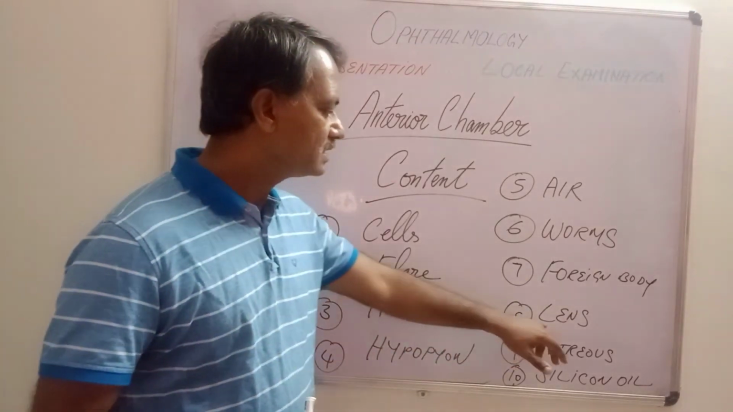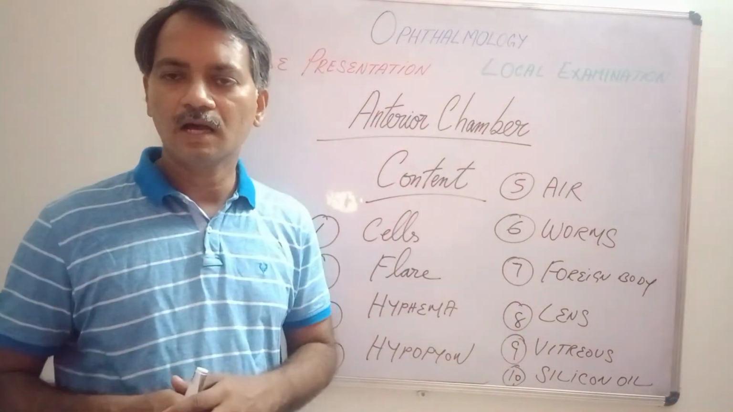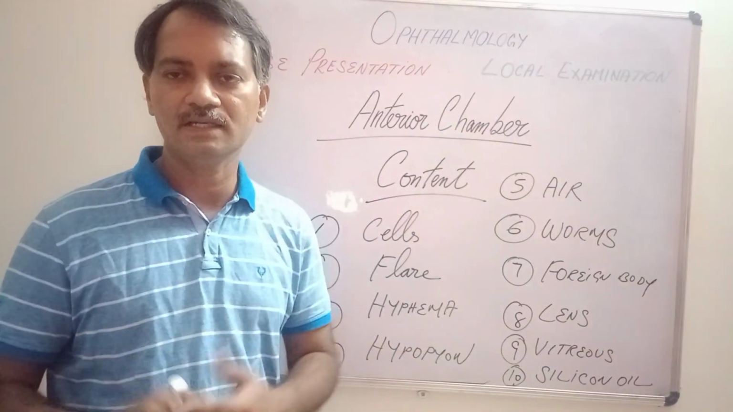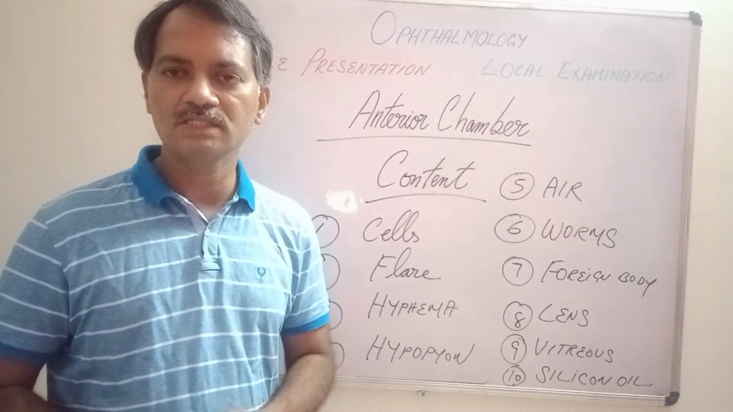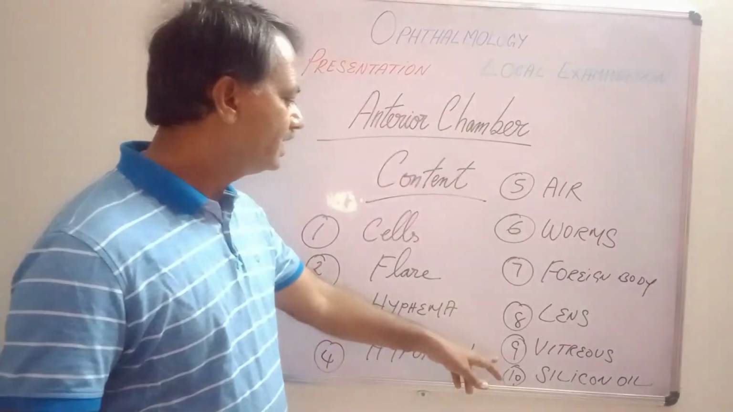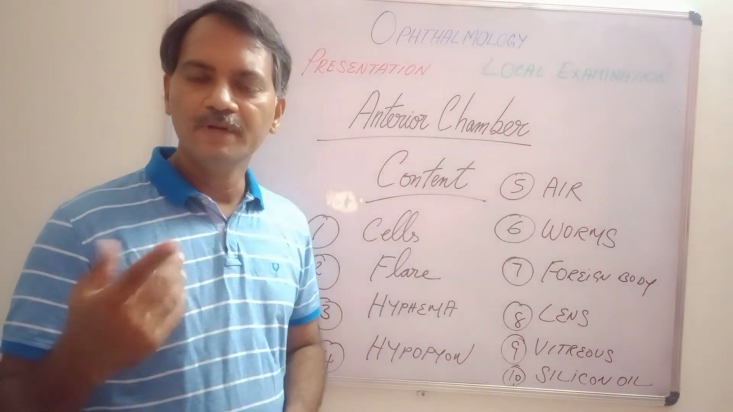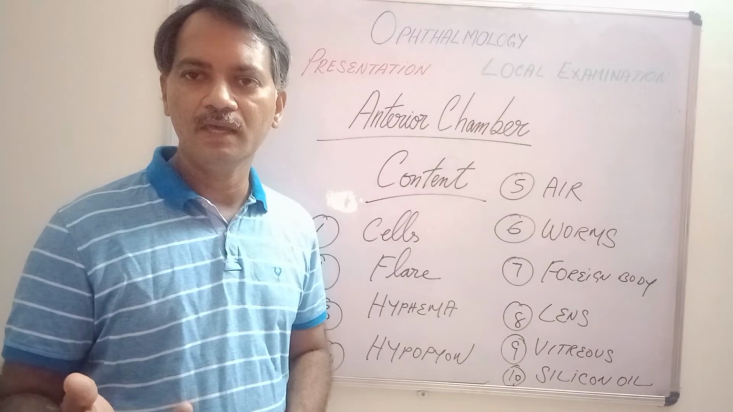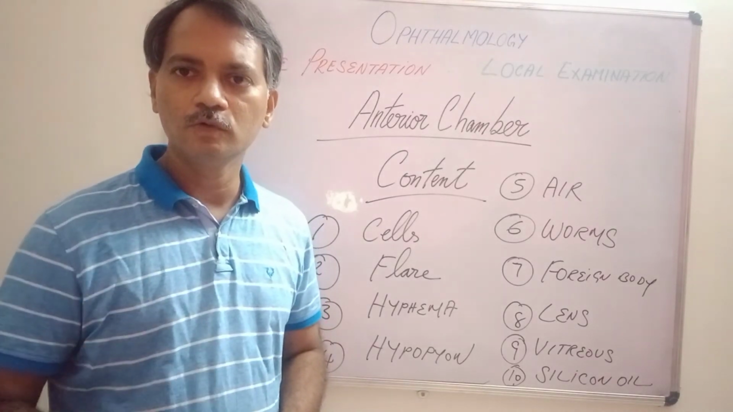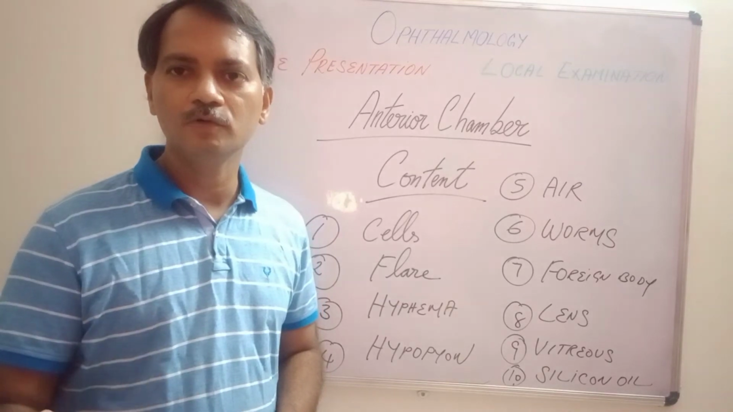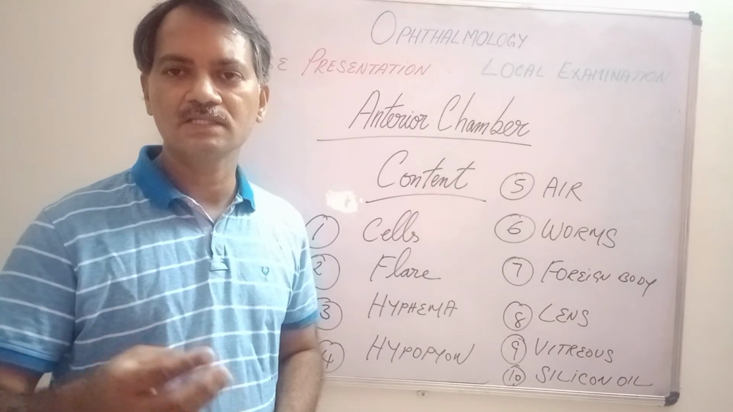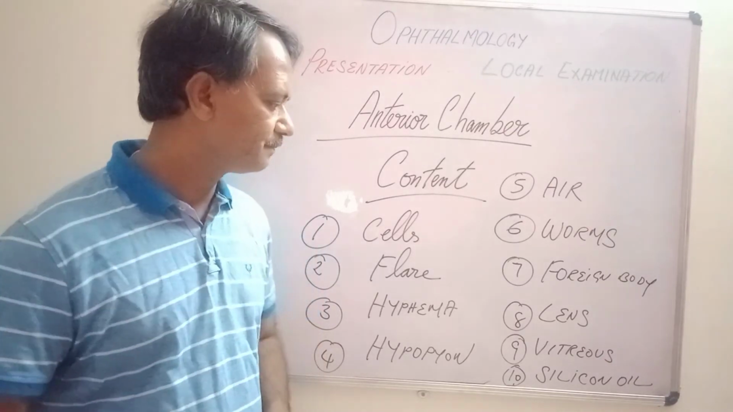You can see the lens. The lens in our eye may sometimes get dislocated and go into the anterior chamber. That is called phacotopic glaucoma. Vitreous. Sometimes the vitreous can find a way into the anterior chamber. It may be due to trauma or it may be due to a surgical injury to the posterior capsule. The vitreous is going into the anterior chamber.